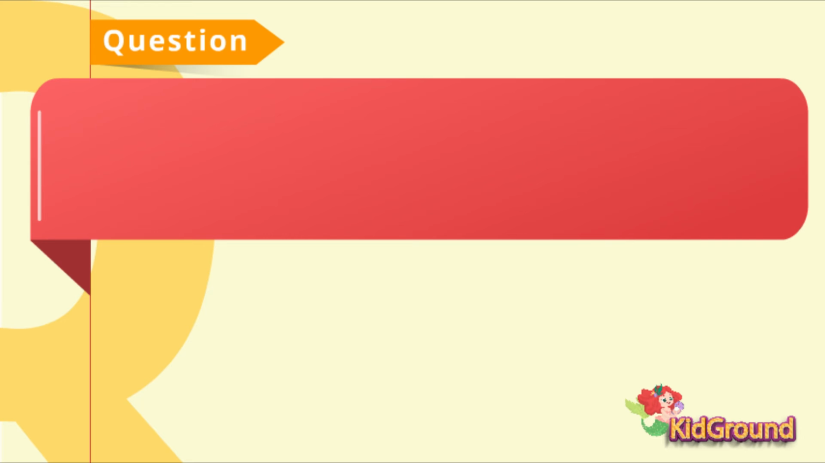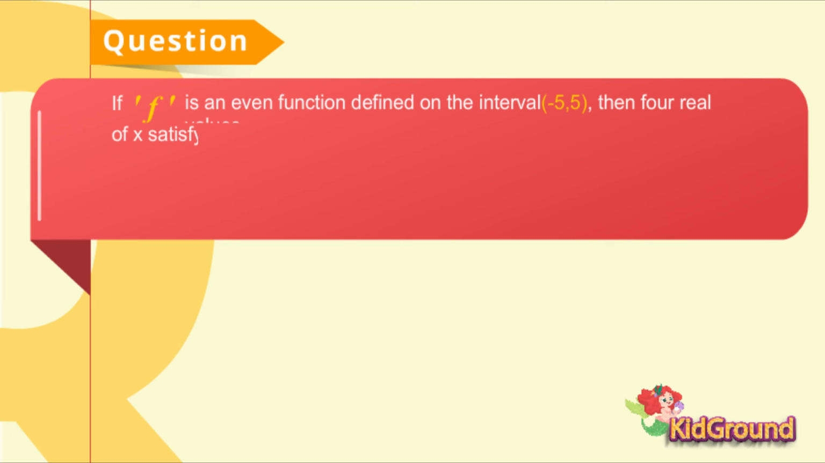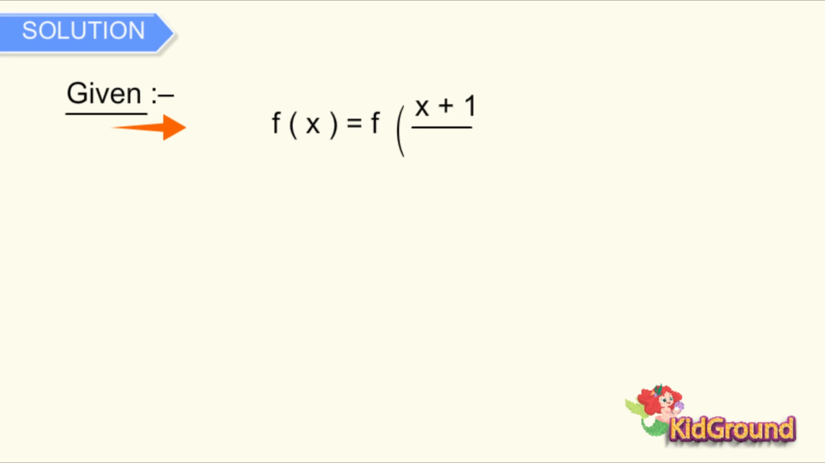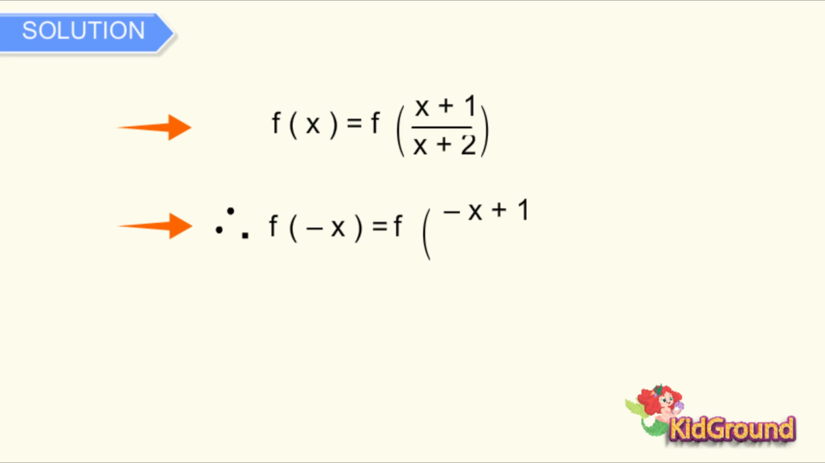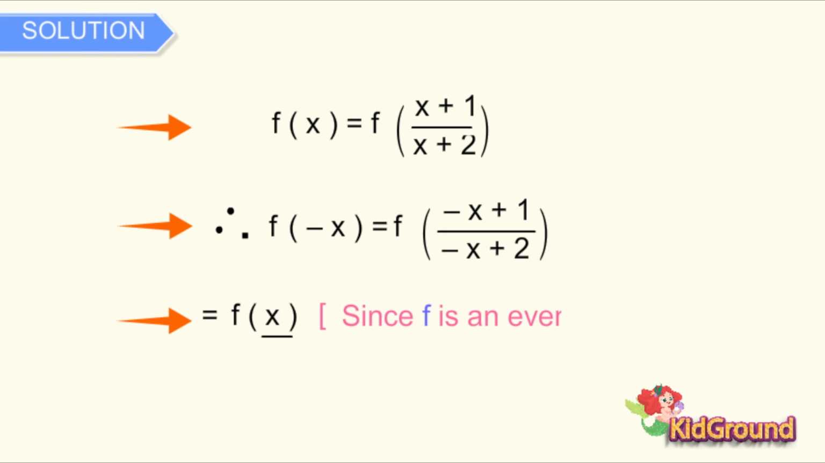Question: if f is an even function defined on the interval from -5 to 5, then four real values of x satisfying the equation f(x) equal to f((x+1)/(x+2)) are. Solution: given f(x) is equal to f((x+1)/(x+2)), so f(-x) is equal to f((-x+1)/(-x+2)), which is same as f(x) since it is an even function.